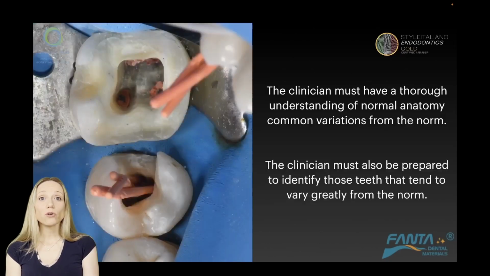Obviously, there also are some teeth that are extremely rare. For example, lower premolars with 3 or 4 root canals. That's a rare occurrence, but we have to know that that tooth could be in that way. Otherwise, we are not able to treat it correctly.